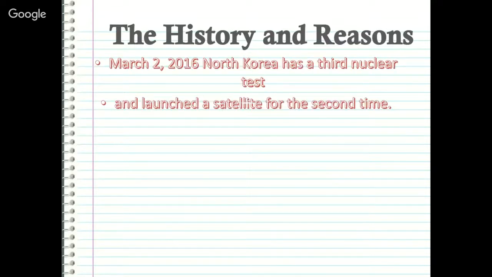But as we know, here we go. March 2nd, 2016, North Korea fires another round of nuclear testing. That should be the 5th, I think, not the 3rd. And launched a satellite for the second time, further flying in the face of any resolutions or any sanctions that the United Nations has put on them.